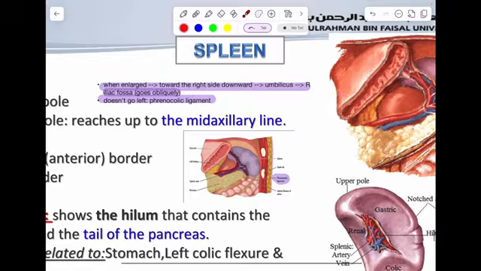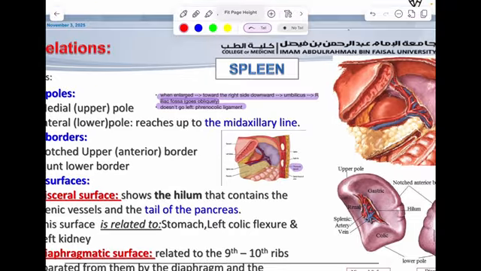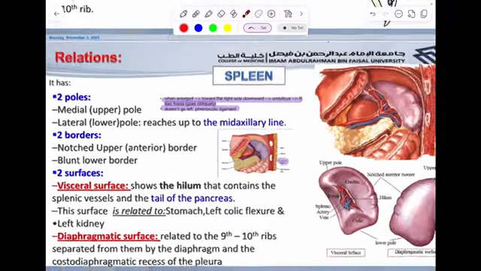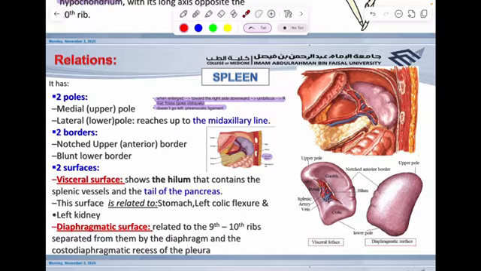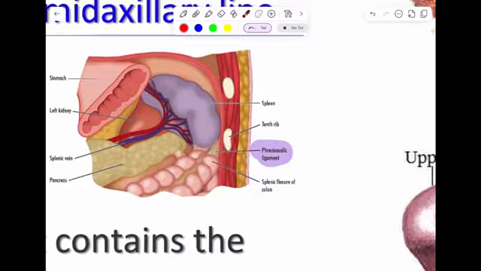When it's enlarged, we're going to take this again, but when it's enlarged, it's going to go to the right side downwards near the umbilicus, right in the right iliac fossa, and it's going to go obliquely. It doesn't go left or down specifically because it's stopped by the phrenocolic ligament, as we can see here.